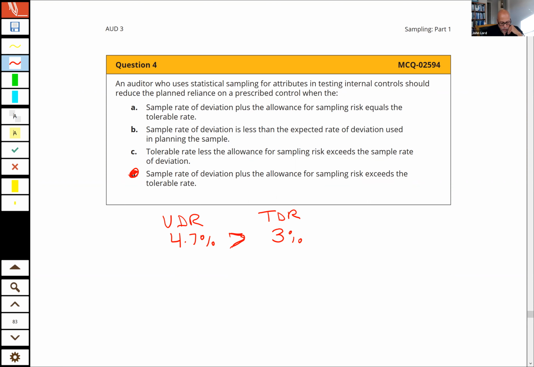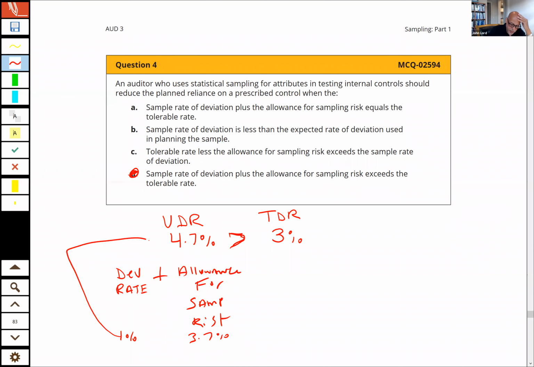Okay, good. So what happens? Well, how do I determine the upper deviation rate? Well, the upper deviation rate is the deviation rate plus the allowance for sampling risk, isn't it? In our little example, the deviation rate was 1% and the allowance for sampling risk was what, 3.7%? That was how we got that upper deviation rate.